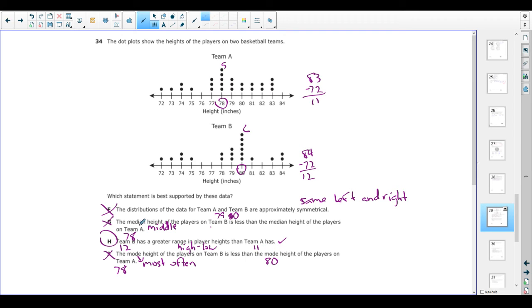You just kind of got to remember this from 6th grade. Median is the middle. Range is the high minus the low. Mode is the number that shows up most often. And mean, hopefully it doesn't ask you because that's a real pain to figure out, is the average.